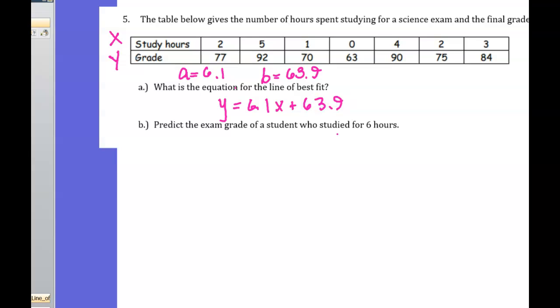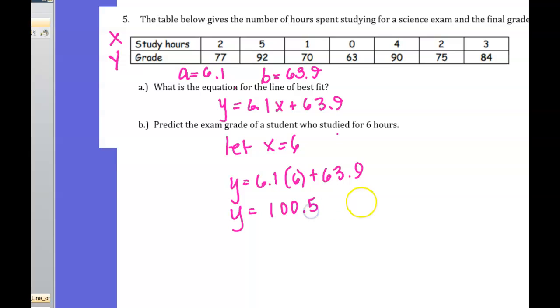Now we want to predict the exam grade, so we're predicting the y value for a student who studies 6 hours. We're going to let our x be equal to 6 and plug it in. y is going to be equal to 6.1 times 6 plus 63.9. Okay, so when we do that following order of operations, our y is going to be equal to 100.5 or 100%. Okay. All right, so that would be it.